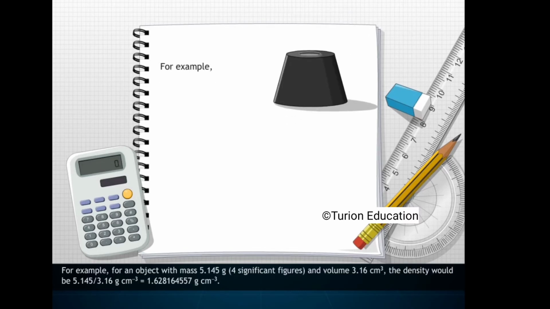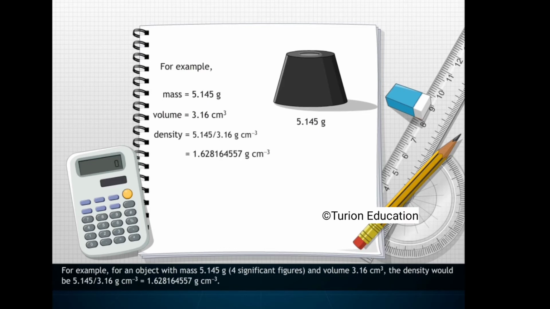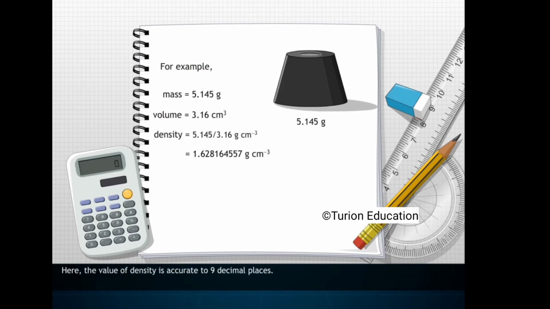For example, for an object with mass 5.145 grams with 4 significant figures and volume 3.16 centimeter cube, the density would be 5.145 by 3.16 grams per centimeter cube, which equals 1.628164557 grams per centimeter cube. Here, the value of density is accurate to 9 decimal places. Now, the actual measurements would be much less precise than this calculated value. We don't need to record values to such levels of precision.